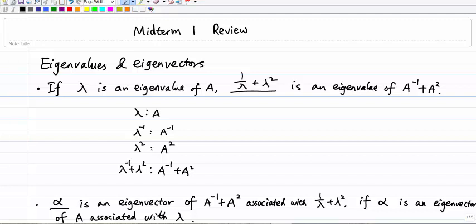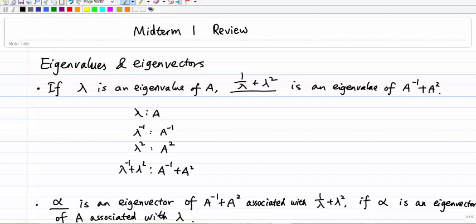So first set of questions about eigenvalue and eigenvectors. Those will be mainly based on the homework 1 that was assigned at the very beginning of the course. So basically, if I give you a matrix A, a square matrix A, and if lambda is an eigenvalue of A, what can we say about the eigenvalue of A minus A inverse plus A squared?